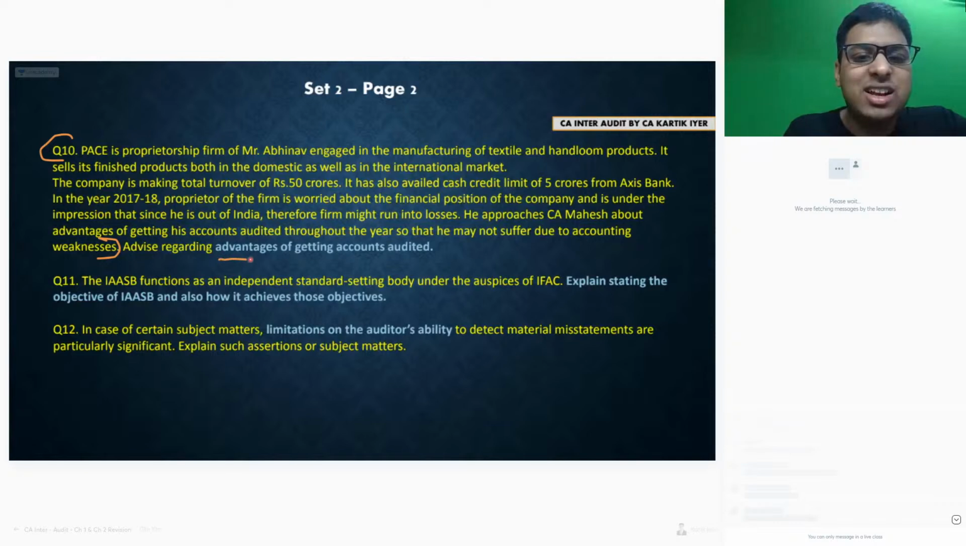See, in the end, it comes to the point. What are the advantages of getting accounts audited? Are you understanding what I'm trying to say? What they will do is try to confuse you in the exam. They will give a big paragraph so that you are engrossed in that paragraph. But just read the paragraph carefully, and in the end, focus on what they have asked. What are they asking? I've given that to you in a separate color here.